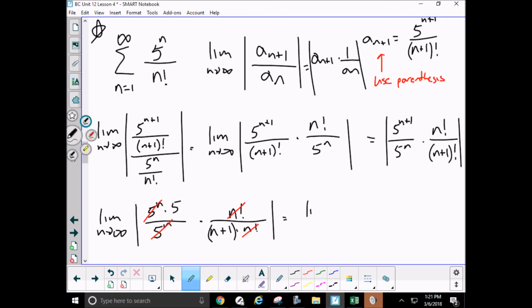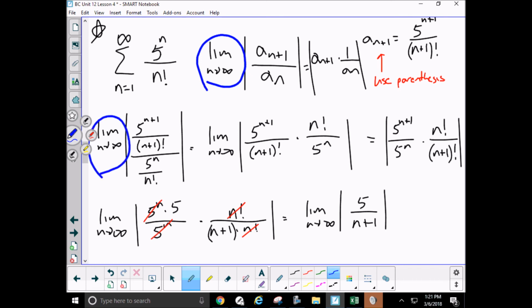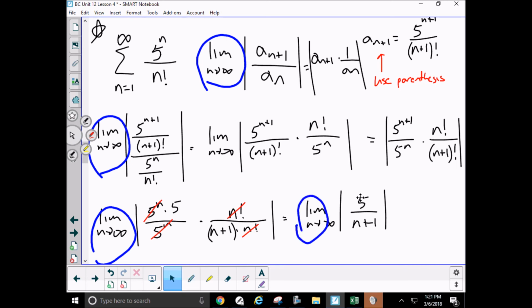And I get the limit as n approaches infinity of the absolute value of 5 over n plus 1. Now, a lot of times students get to this spot and they're like, I don't know what to do now. But remember, this is what our goal is. Our goal is to find the limit as n approaches infinity. All of the simplification is being used to do is to find that.